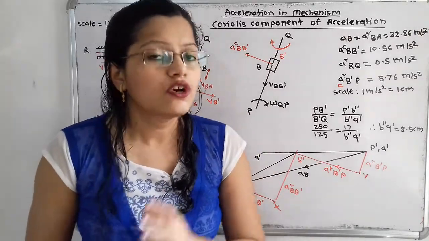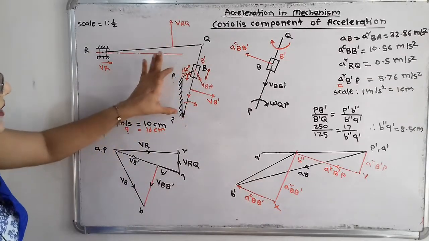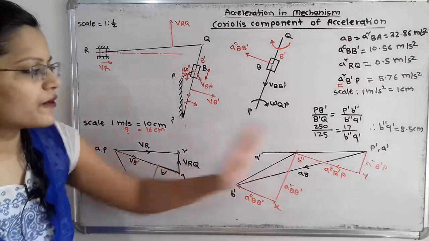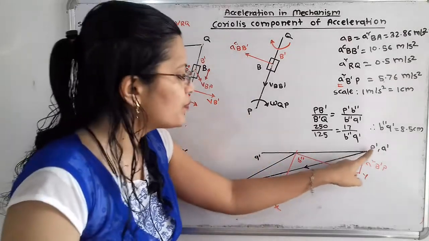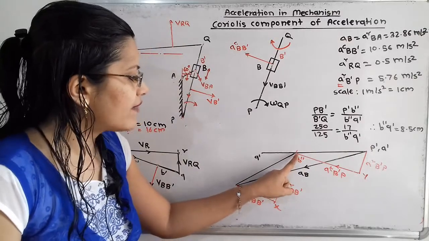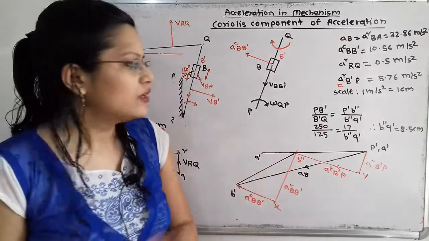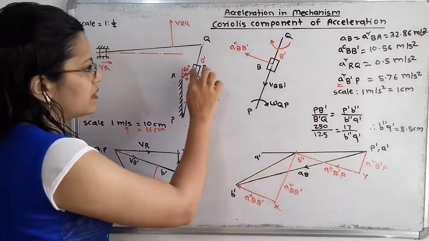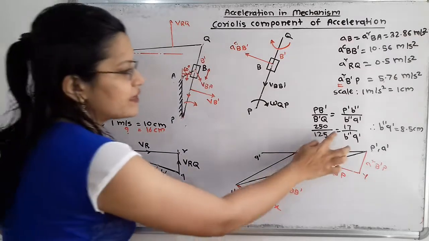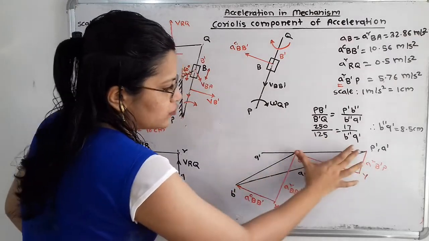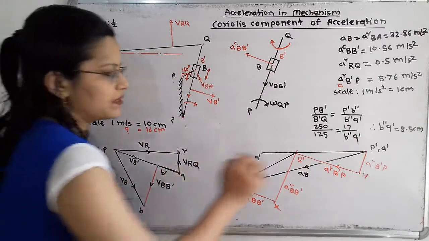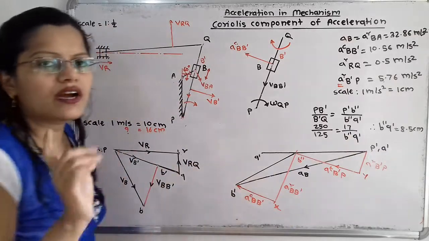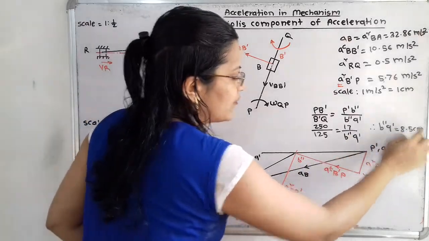So how to calculate? We will take the ratio from the space diagram, that is p dash divided by b dash q, and from the acceleration diagram, which is equal to p dash b double dash divided by b double dash q dash. If we observe, p dash we can measure, and it is 250. Then p dash q is 125, which is equal to p dash b double dash. If we measure, it is 17 centimeter divided by b double dash q dash. So there is only one unknown term, and it is equal to 8.5 centimeter.